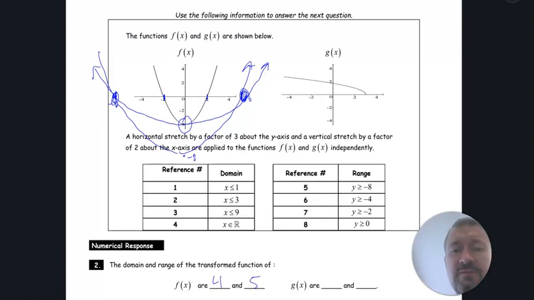For g of x, if we horizontally stretch this by a factor of 3, this value here at 3 is going to jump out here to 9. Okay, again, the y-intercept is not going to change. It's just going to be a horizontal stretch. It's just going to get wider. Now you're not going to notice anything on the left. It's still going to go out to -infinity, but I will notice that my largest value in the domain is going to increase from 3 to 9.